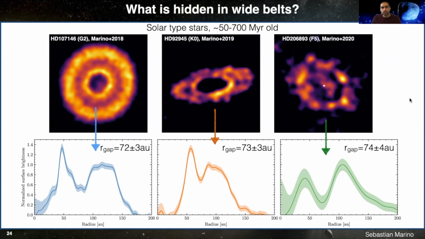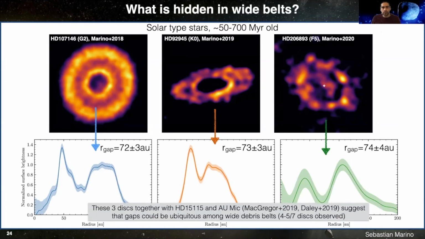And not only these systems show this kind of structure, another two have shown the same. And together with those, it seems to be growing evidence that this type of structure of gaps could be common among the wide debris belts. And if this is the case, the wide belts that I showed you before in the distribution of widths, right, perhaps are composed of multiple narrow belts, and therefore perhaps there is actually a match with the structure we see in protoplanetary disks, but we don't know that yet, okay?